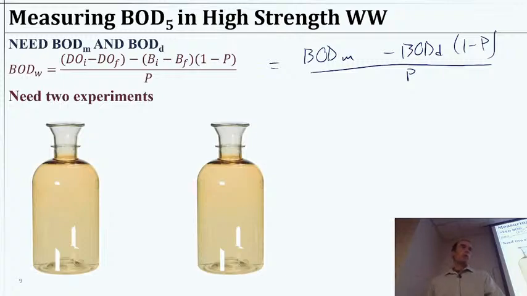So what we're doing here is we're just saying here's our mixture on this side, and here's our dilution water only. So when we check to see the BOD of the dilution water only, we fill this with 300 milliliters of completely dilution water.